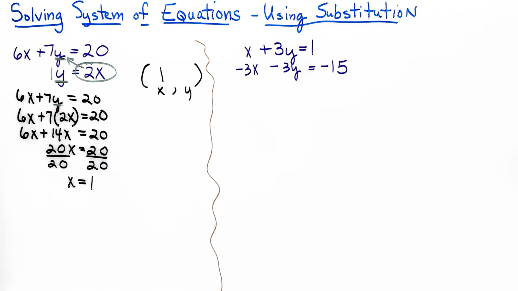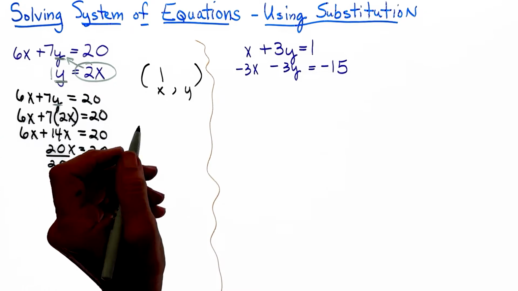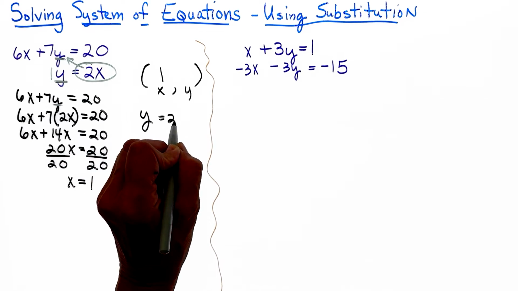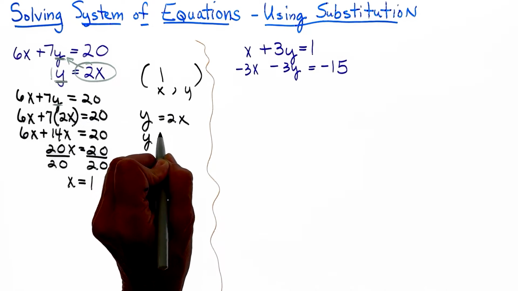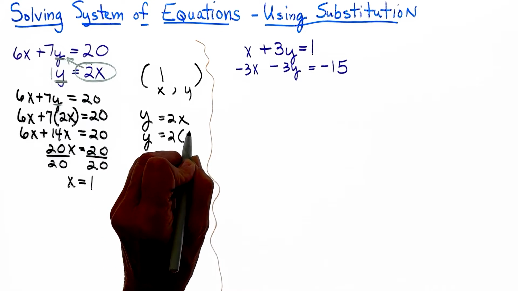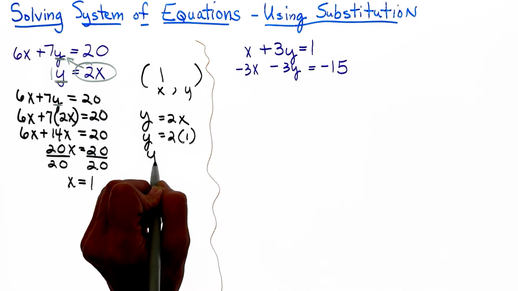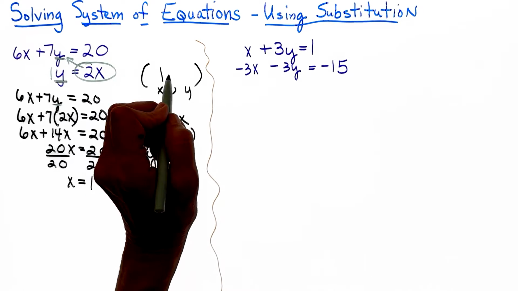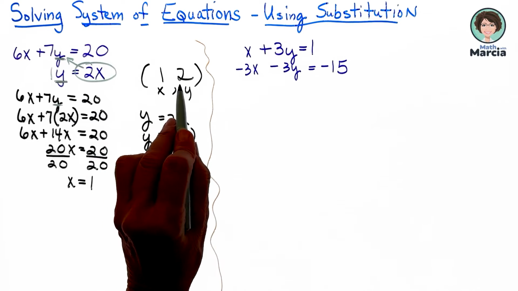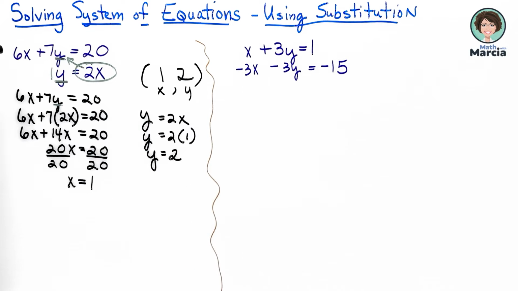So now I get to decide which original equation I want to put my 1 in to find the value of y. Well, I think the second one would be easier. So I'm just going to copy y is equal to 2x. I'm going to say y is equal to, and now I'm substituting my 1 in for my x. So y is equal to 2. The ordered pair of 1, 2 will make both of these equations true.